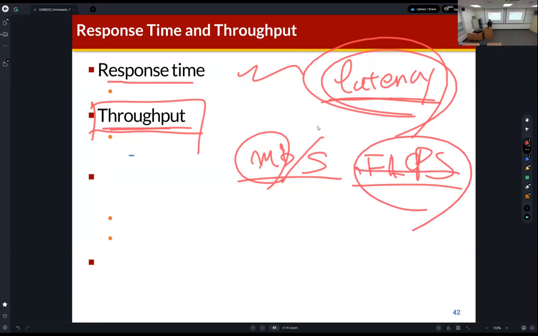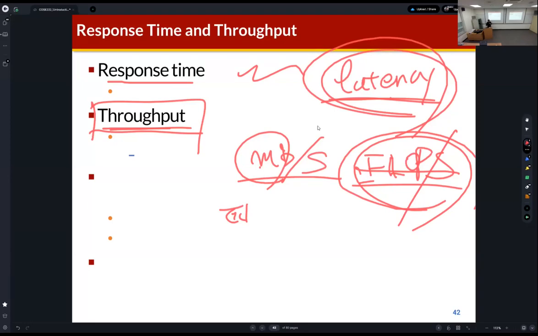So actually, we use FLOPS to compare the performance of GPUs, right? When the NVIDIA CEO mentioned the performance of their GPUs, he frequently uses the terminology FLOPS. So what is FLOPS? It means floating point operations per second.